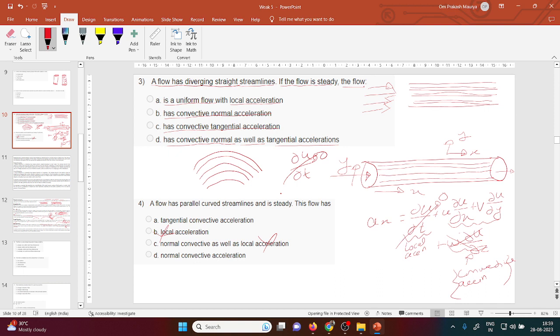And whether it is the tangential convective acceleration or the normal convective acceleration, only two options are there. But in case of a straight line, only the convective acceleration exists. So the best appropriate option is here. Option D is correct. The normal convective acceleration is present in case of a curved streamline. Here both are present, but as per the options given, you go with option number 4.